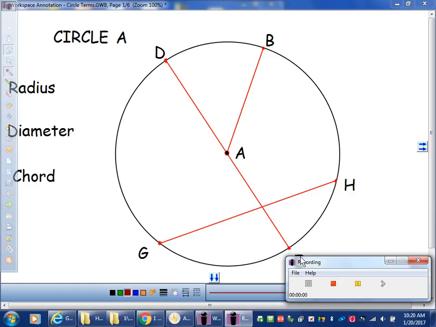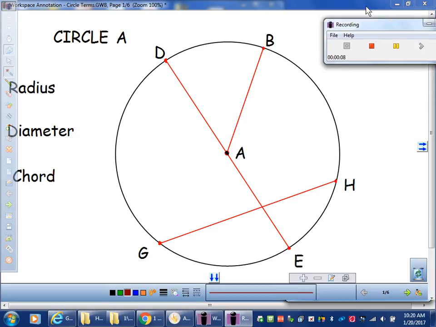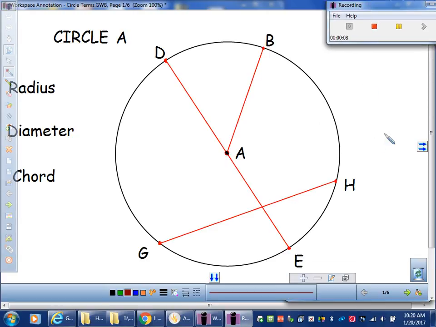Today we will be going over Introduction to Circles. To get this day started, let's go over some basic terms that you should already know. For example, a radius. A radius of a circle is from the center to a point on the circle.